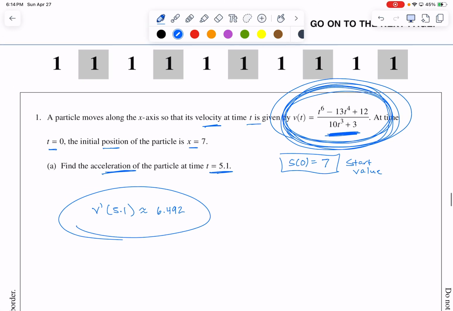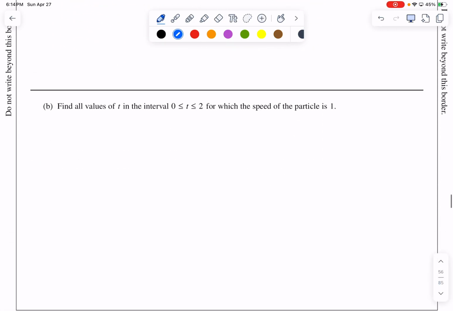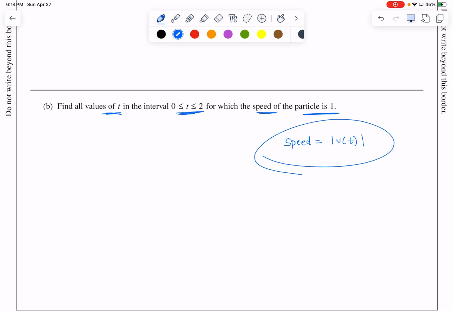Okay, next one. It says find all values of t in the interval from 0 to 2 for which the speed of the particle is 1. Speed is what? Somebody remind me what speed is. Absolute value velocity. Very good. Speed is the absolute value velocity.